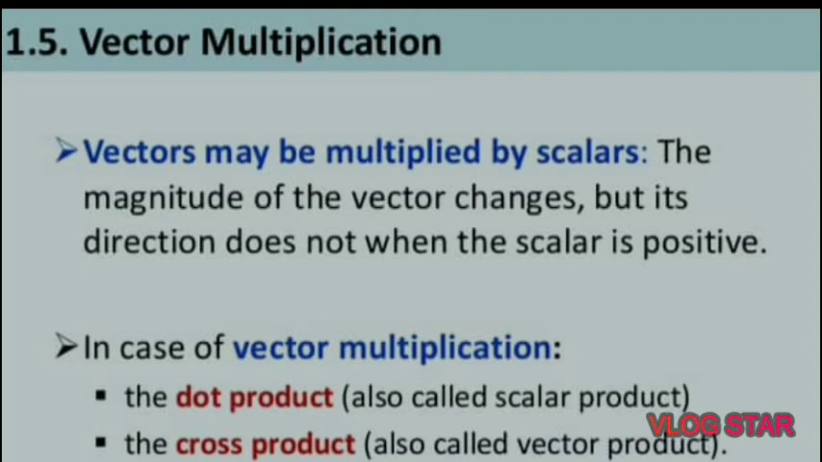In electromagnetic engineering, we use vector terms. Vectors have different properties: we can add two vectors or subtract two vectors, and the third property is that we can apply vector multiplication also. Vectors may be multiplied by scalars. The magnitude of the vector changes but its direction does not when the scalar is positive. In the case of vector multiplication, we have two options. The first is the dot product, also called the scalar product, and the second is the cross product, which is also called the vector product.